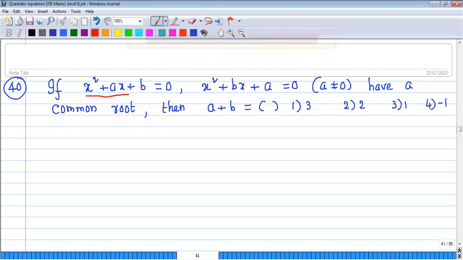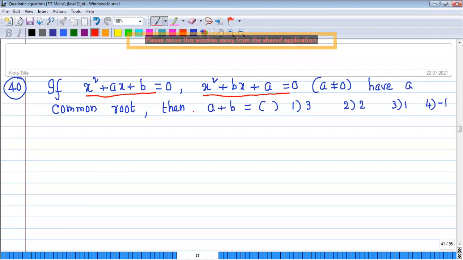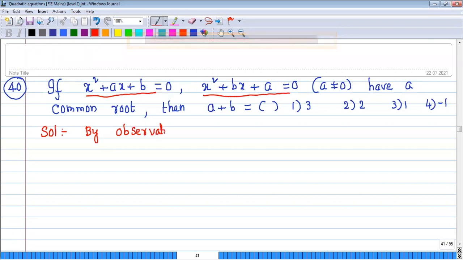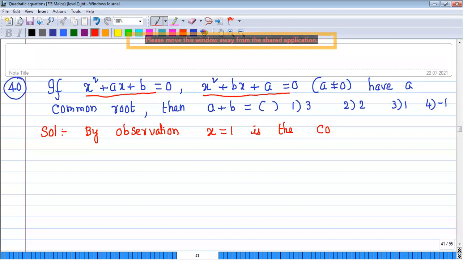So these two equations have the common root. By observation, by verification also, if you put x is equal to 1, what do you get? 1 plus a plus b is equal to 0. 1 plus b plus a is equal to 0. That means x is equal to 1 will satisfy both the equations. That means by inspection, x is equal to 1 is the common root.